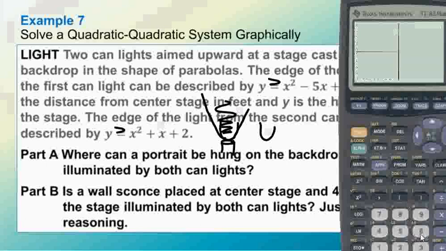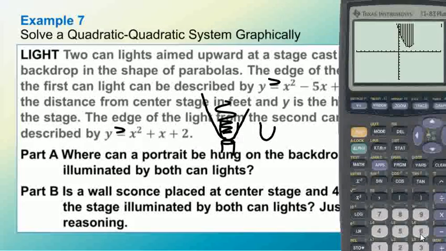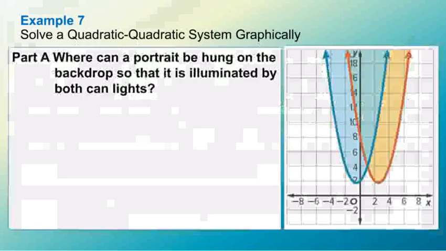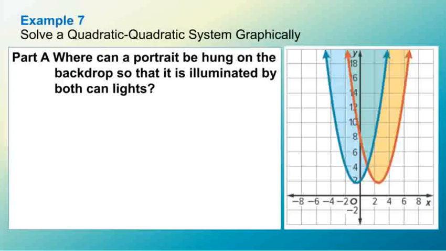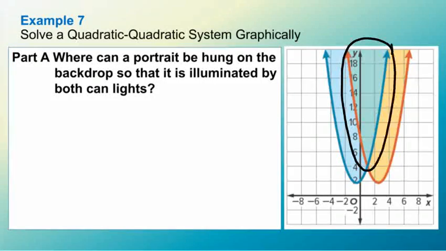I'll hit zoom, number 6, and we'll graph that. Here's the first one, here's the second one. Now this darker part right here would be our solution, where both cans are illuminated. They overlap each other. So going back to part A, where can the portrait be hung on the backdrop so that it is illuminated by both cans? This green section right here is the part that overlaps.